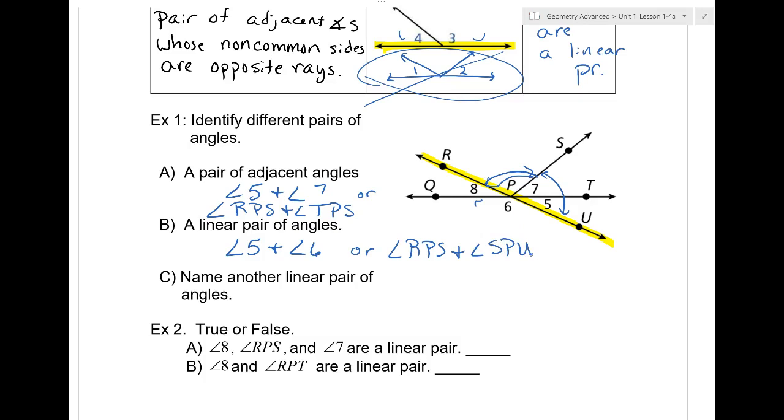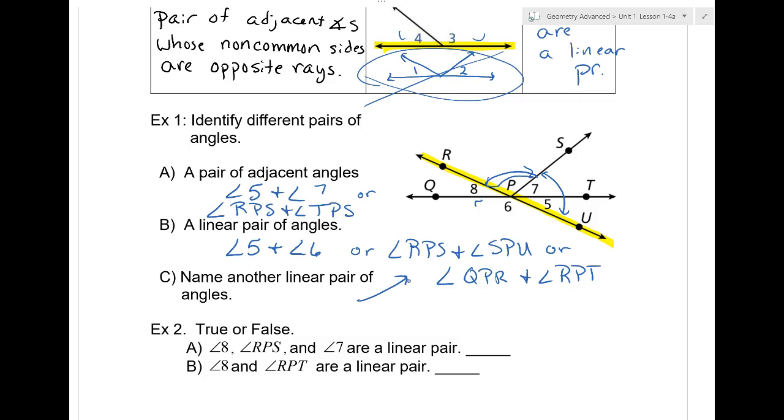Did anyone pick different than that? All right, Cora, what did you pick? I did angles PR and RPT. And you said RPT? Yep. And angle RPT. Excellent. There just can't be any gaps. How about angle 8 and angle 7? All right, now it says name another pair of angles.